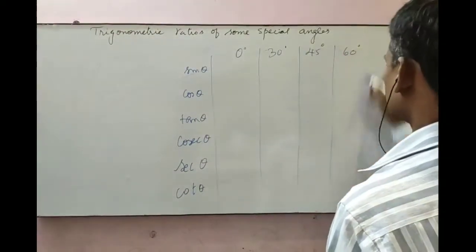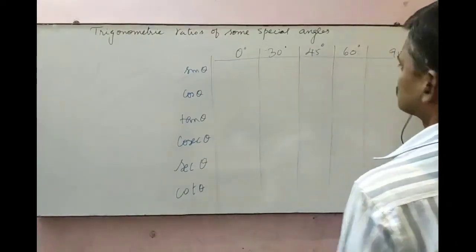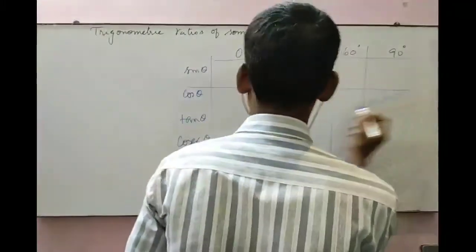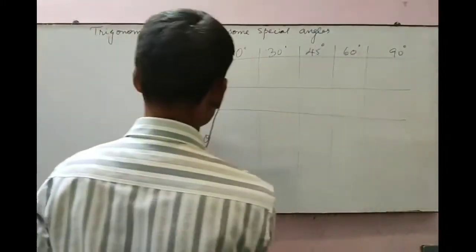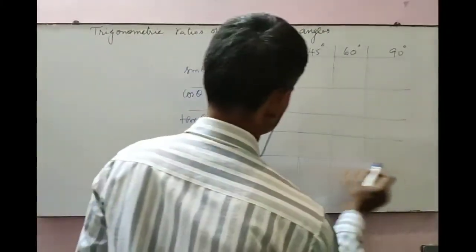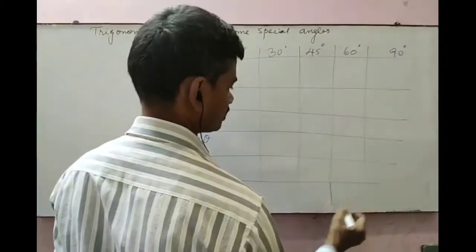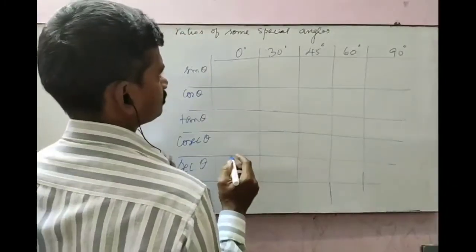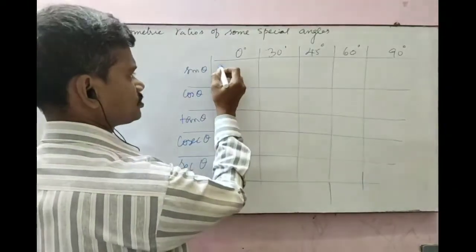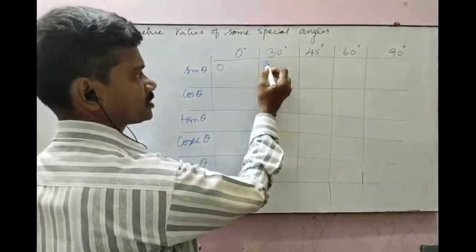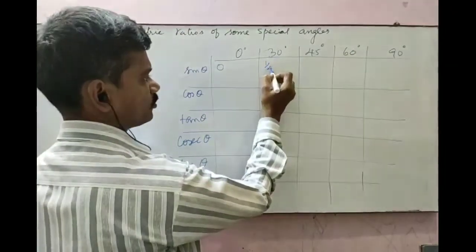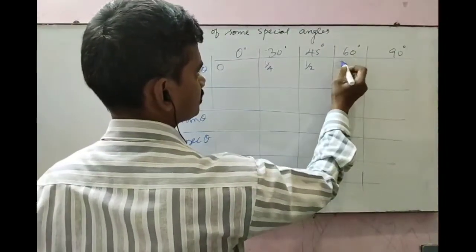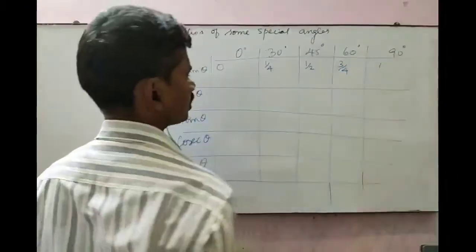So listen carefully. Just by knowing these values you can easily find out all the values. So first I am going to start with 0. Listen here, 0. Here next one is 1 by 4. The next value is 1 by 2. The fourth value is 3 by 4 and the last value is 1.